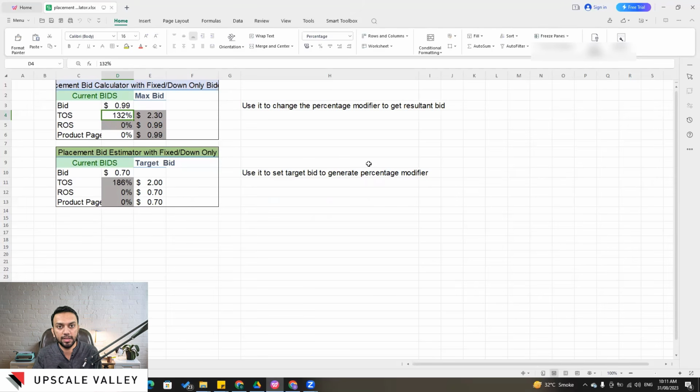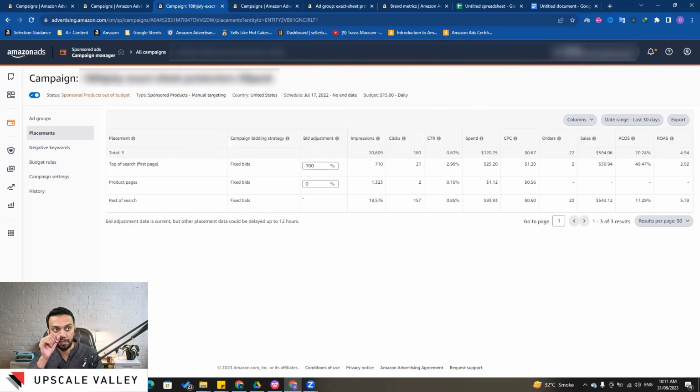Now let's discuss how we can optimize the bid in a campaign which has a placement modifier. So this is the placement data for a particular campaign, and we usually apply it only in the exact match. It is also available in the ASIN targeting, but we do not apply it there. It is not available in the video ad targeting. So this is how it usually works. For the top of search placement, it has 100%.